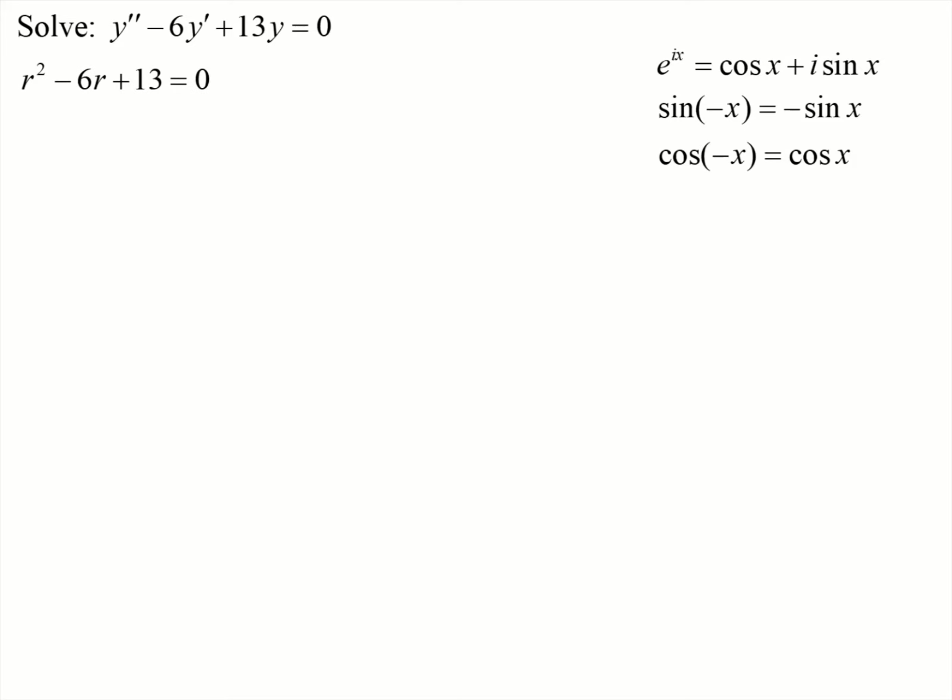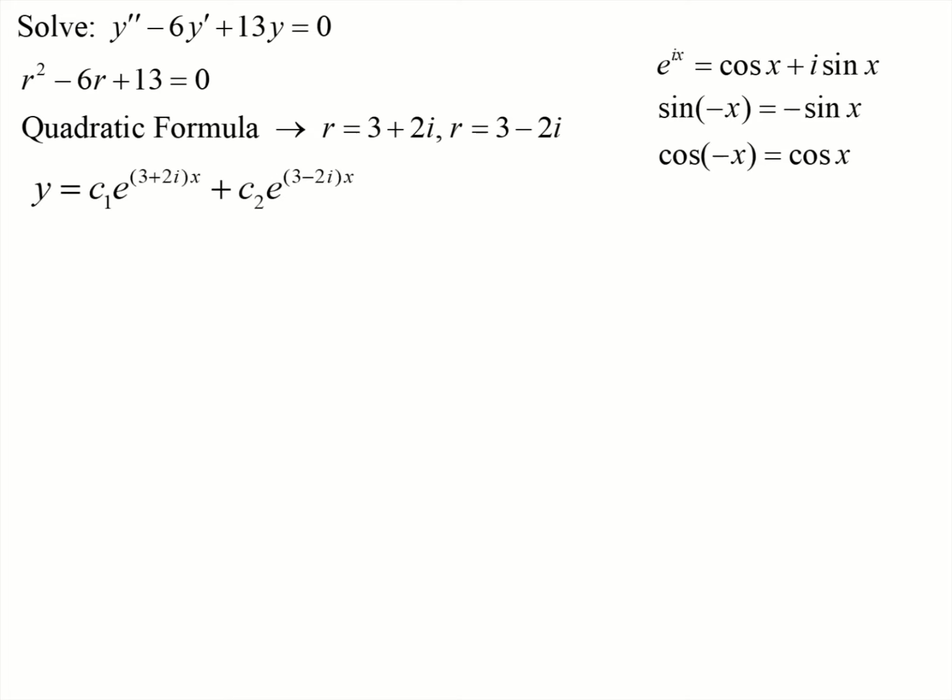The auxiliary equation looks like r squared minus 6r plus 13 equals 0. And using the quadratic formula, we end up getting some r values. r equals 3 plus 2i, and it also equals 3 minus 2i. So we're going to go ahead and plug those into the solution here. So, you know, this looks like a solution, but this solution is not simplified, and it's not going to help us in the real world.